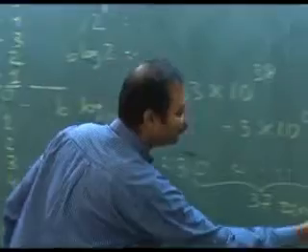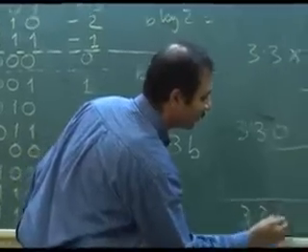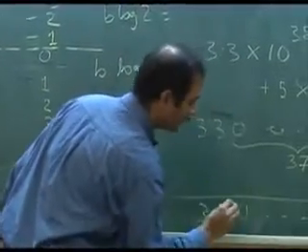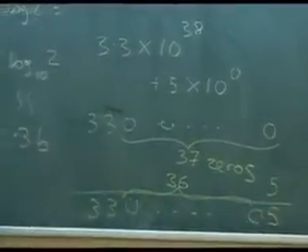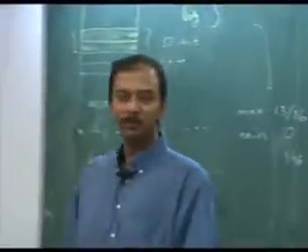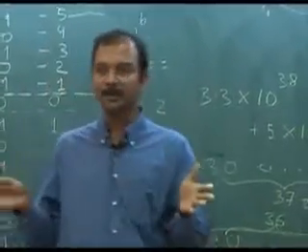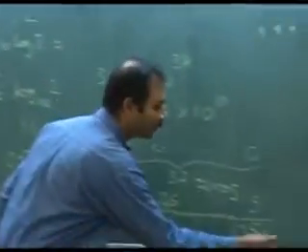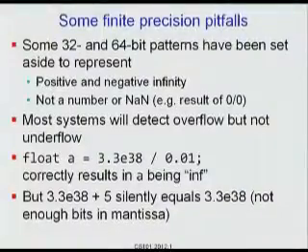And then you add the 5 here. So you get 3, 3, followed by 36 zeros, followed by a 5. When you try to normalize that and fit it back into a float, you will realize that given the number of mantissa bits you have, that 5 will drop off the face of the earth. Okay, it will be lost. And your answer will still be 3.3 × 10^38.